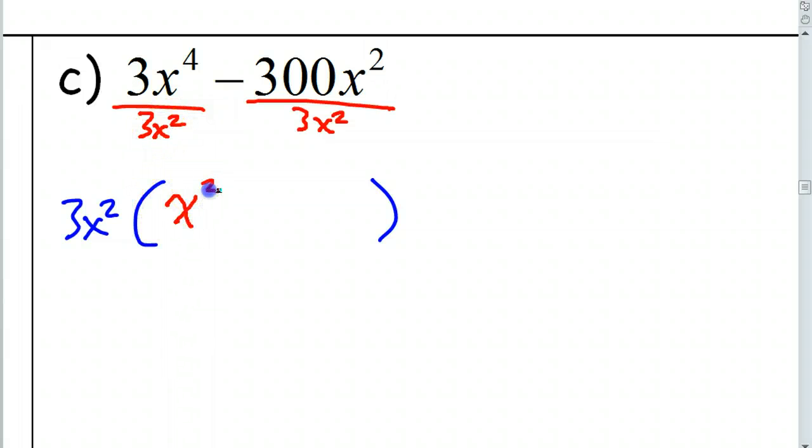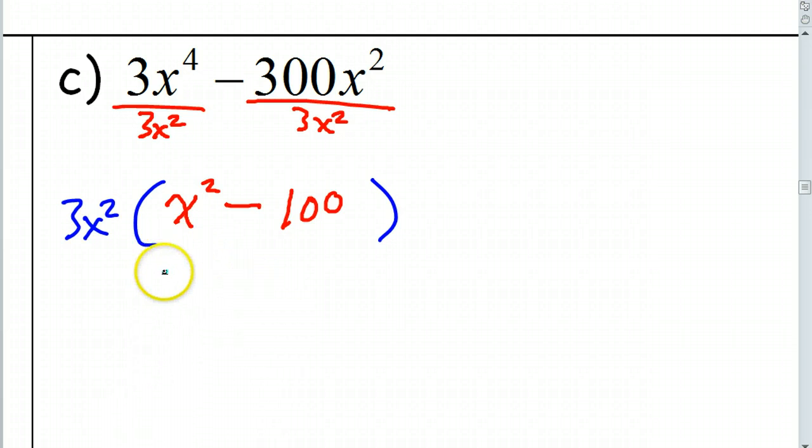That's going to be x squared, minus 100, because the x squareds cancel out. Sometimes I stop here because I'm done. Sometimes I keep going. Is this one where I stop or do I keep going?